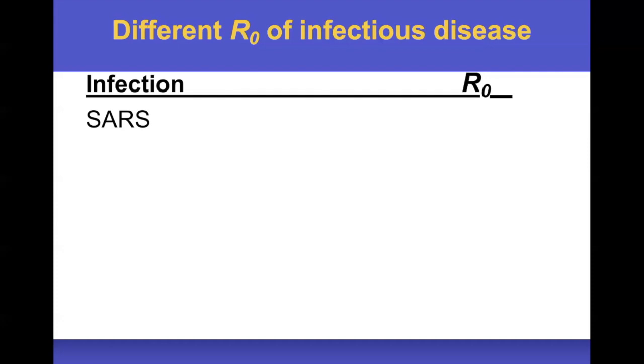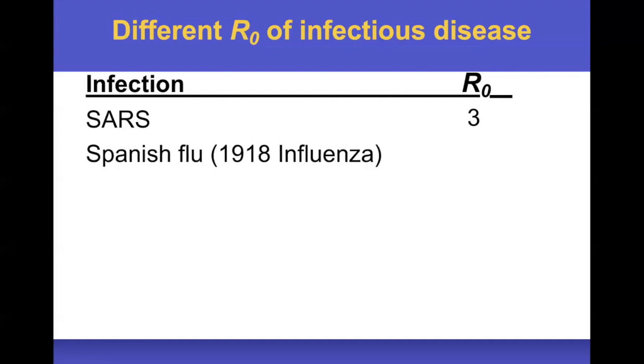Any guess? I know you cannot know, but what would you guess? 3 to 4, because it was quite effective. Actually, very good. The basic reproductive number was 3, so it was really quite contagious. Every case produced practically 3 new cases. The Spanish flu, 100 years ago, 1918.